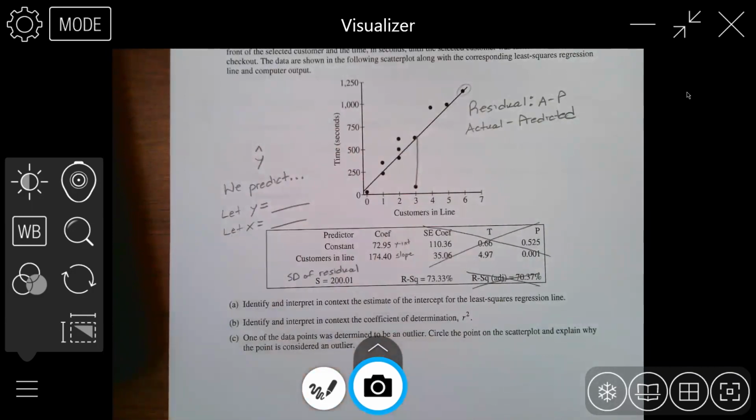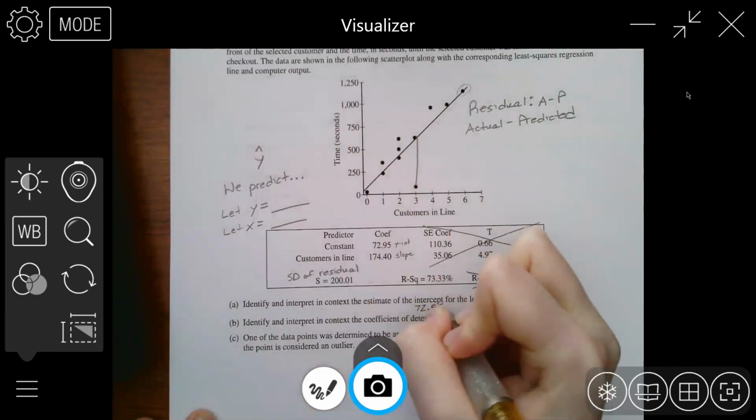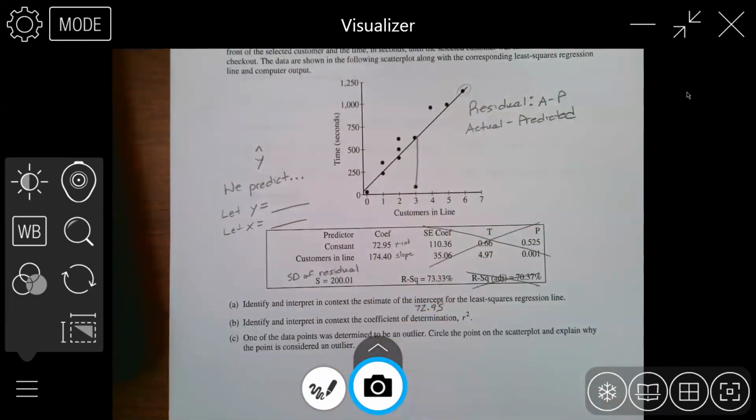All right, so let's go ahead and start it. So identify and interpret in context the estimate of the intercept. Okay, well, we already identified it. Okay, the intercept is 72.95 from the table. Can anybody type out what this means?